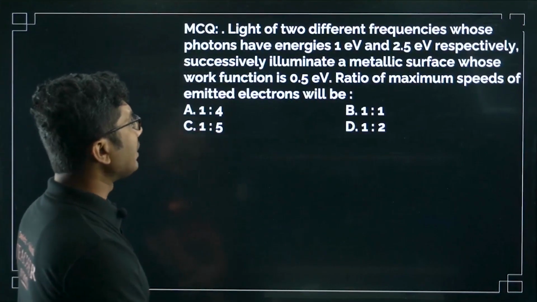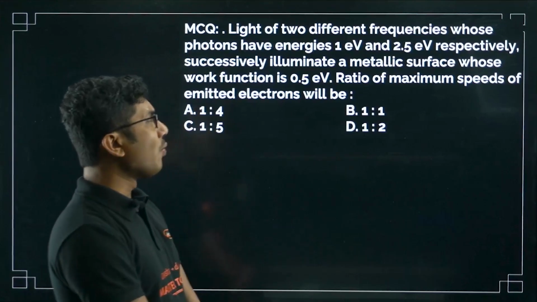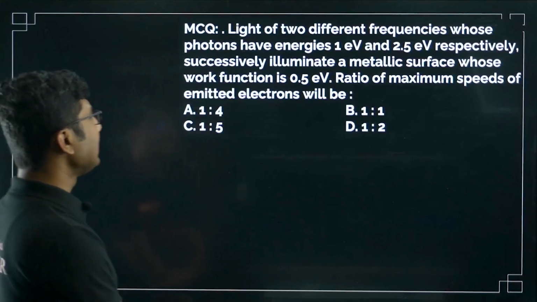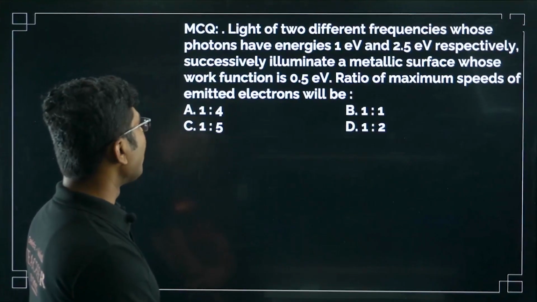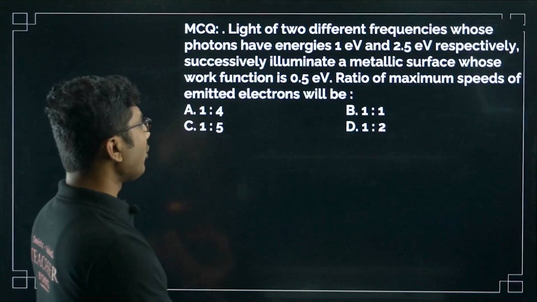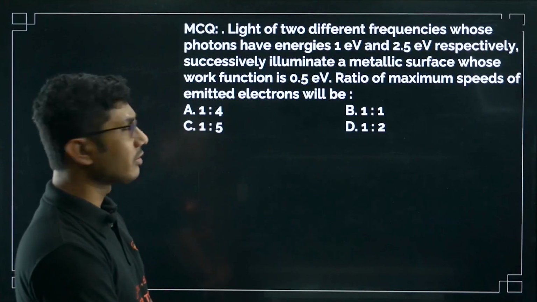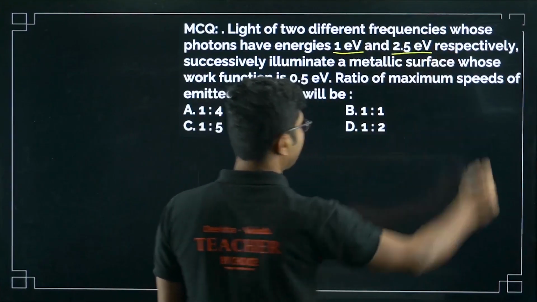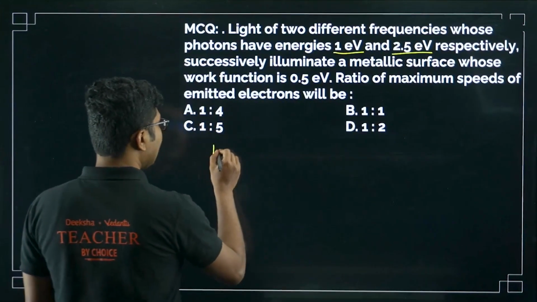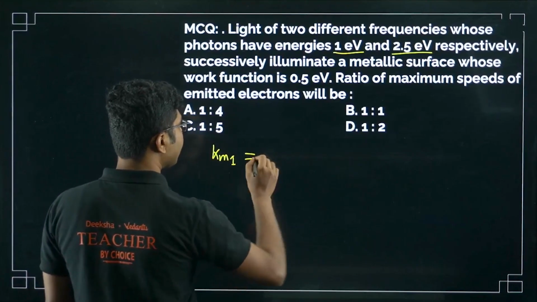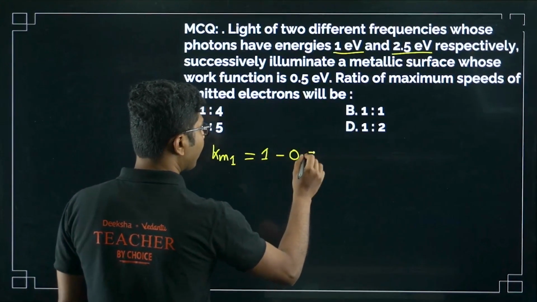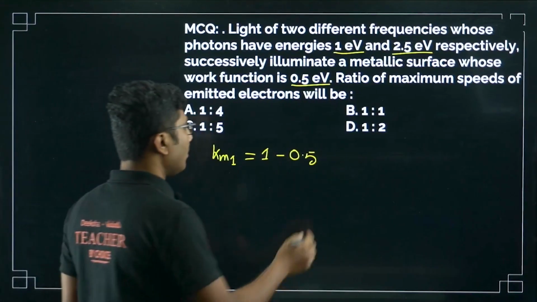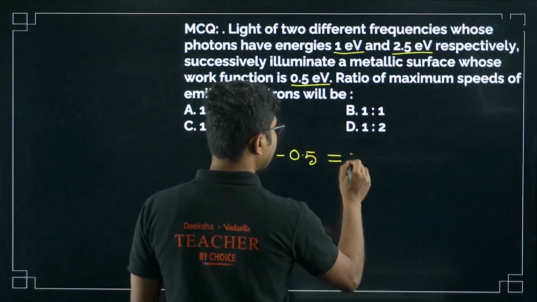Light of two different frequencies whose photons have energies 1 electron volt and 2.5 electron volts respectively, successively illuminate a metallic surface whose work function is 0.5 eV. The ratio of maximum speeds of the emitted electrons will be? So energies are 1 electron volt and 2.5 electron volts. K max 1 is 1 electron volt minus 0.5, where 0.5 is the work function. Work function is the minimum energy required to free one electron. So the minimum energy required is 0.5 eV.